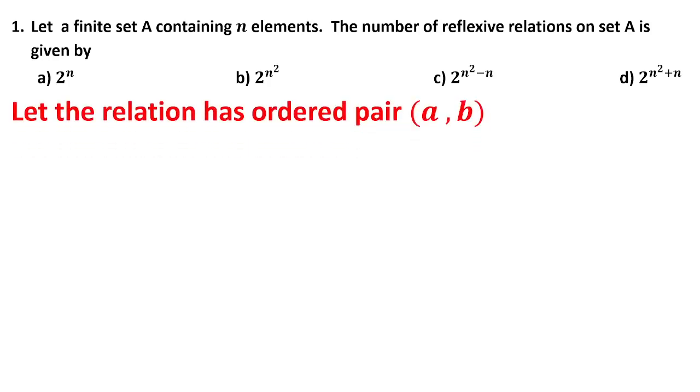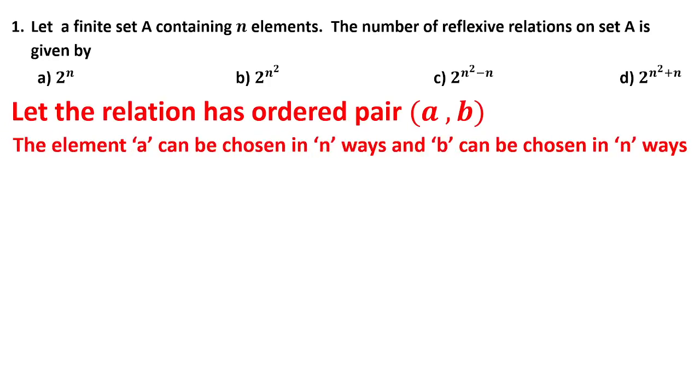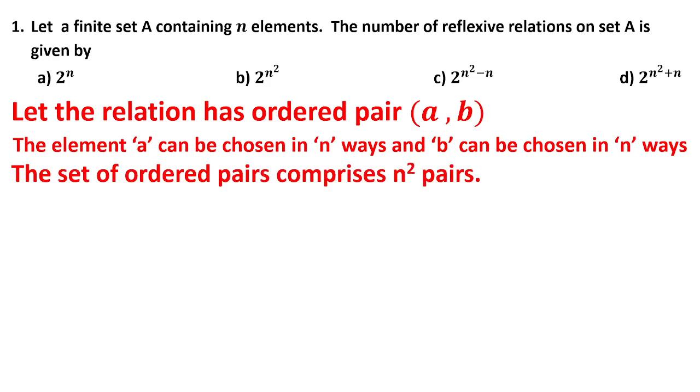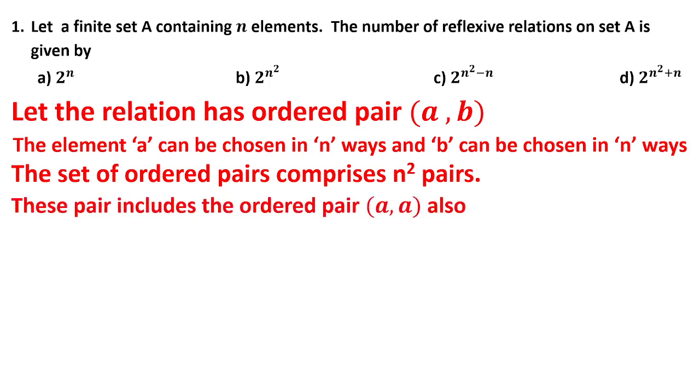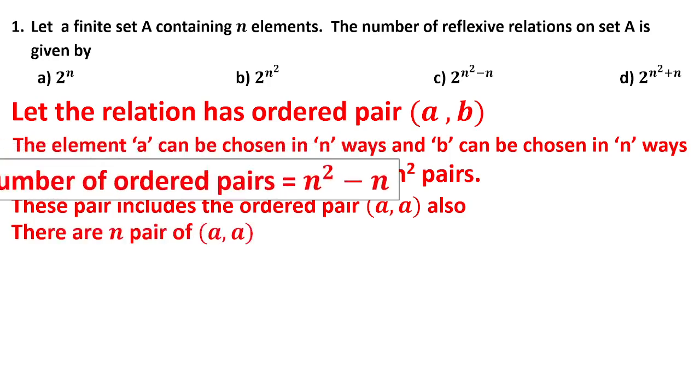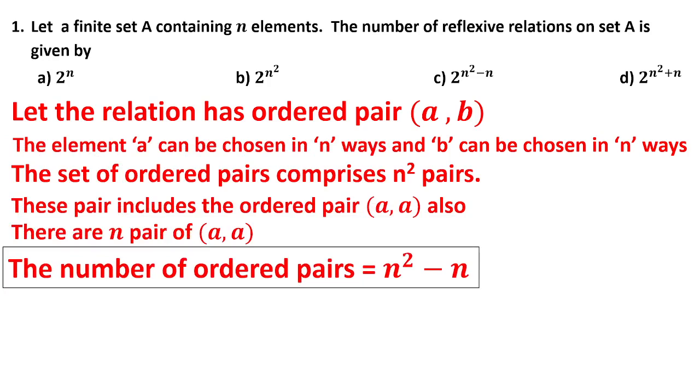For that, the relation is an ordered pair A comma B. Everybody knows it is an ordered pair. And the element A can be chosen in n ways and B can be chosen in n ways. When you want to find this ordered pair, therefore they can be done in n square ways, as all of you know by the principle of mathematical counting. But in this, the pair A comma A is also there. Whenever you select A, the same element can come again. Therefore, this will be n pairs. Therefore, the number of ordered pairs will be n square minus n.